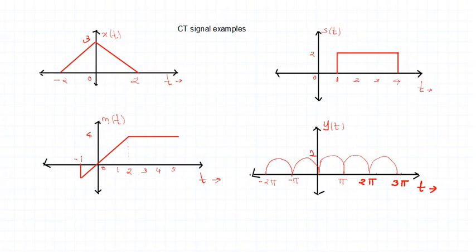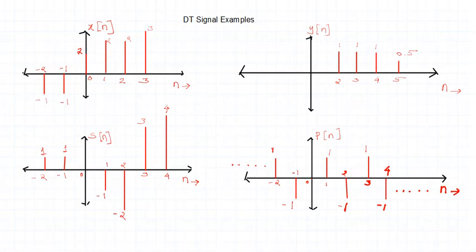So I have shown you 4 examples and tried to explain the CT signal. A CT signal is one which has values for all instants of time. If it is finite, it means that the signal has some finite value within this range and it is 0 outside. Whereas if it is infinite, the signal remains at that magnitude for all the remaining instants of time. This is the difference between a finite and an infinite signal.